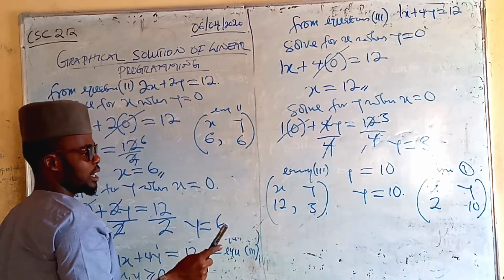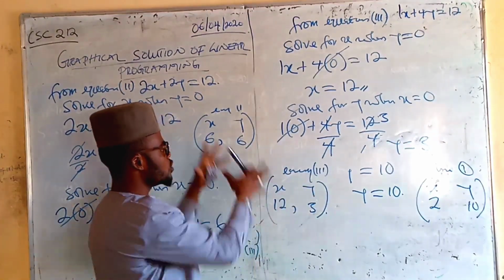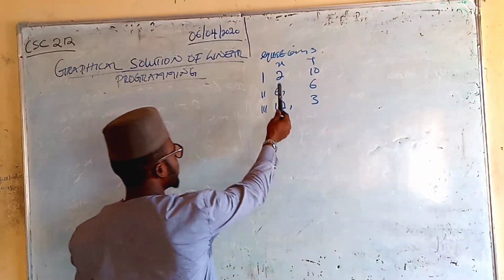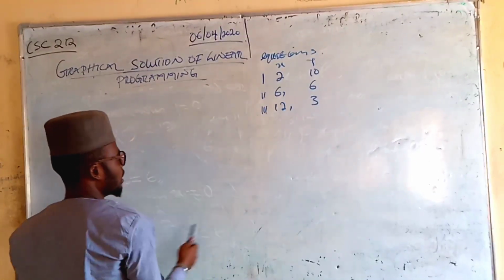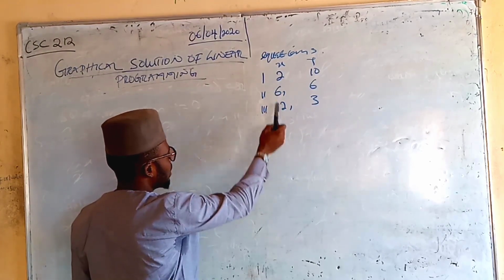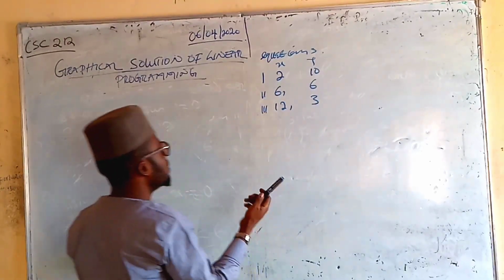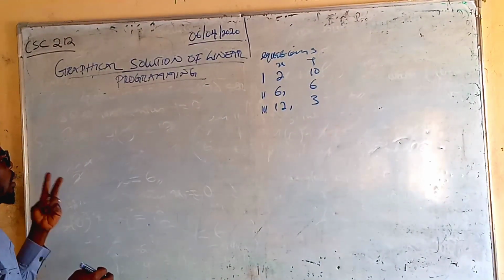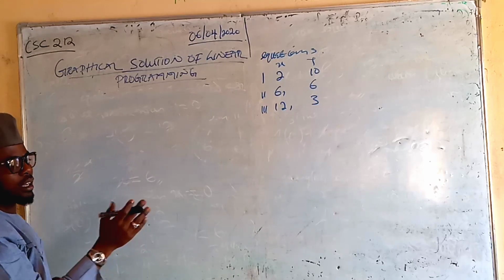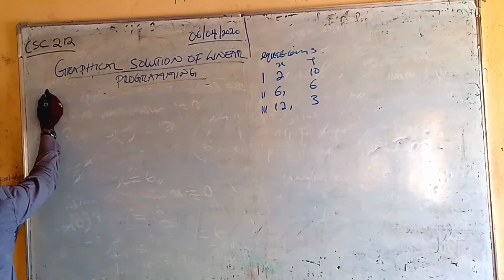So the next step is that we are going to use the values of x and y to plot our graph. Since the highest number in x is 12 and the highest number in the y values is 10, maybe we are going to use 2 centimeters to represent 1 unit in both the x and the y axes. So let us plot our graph.